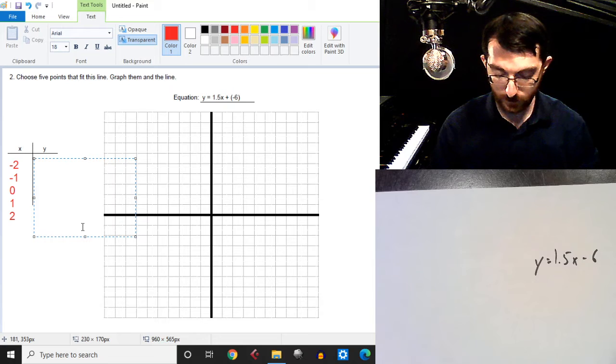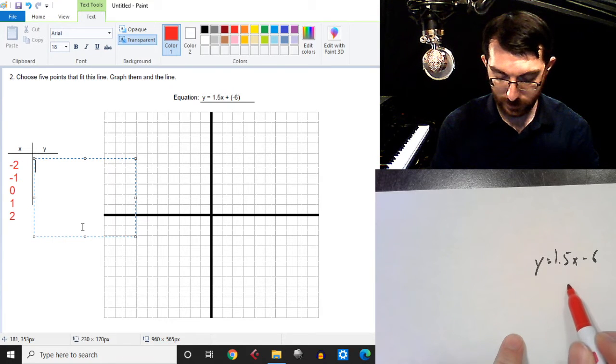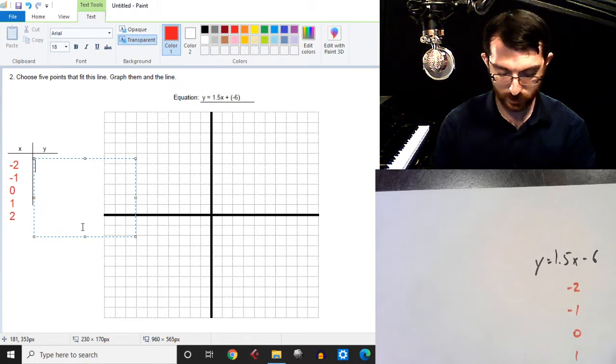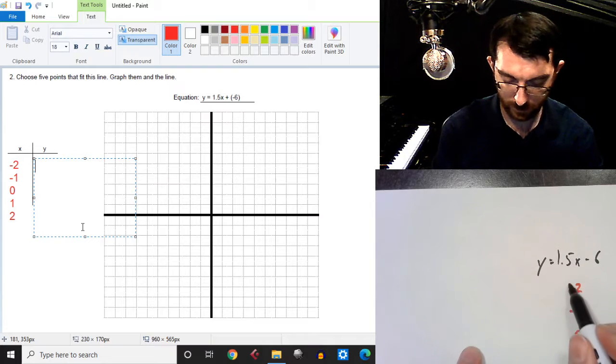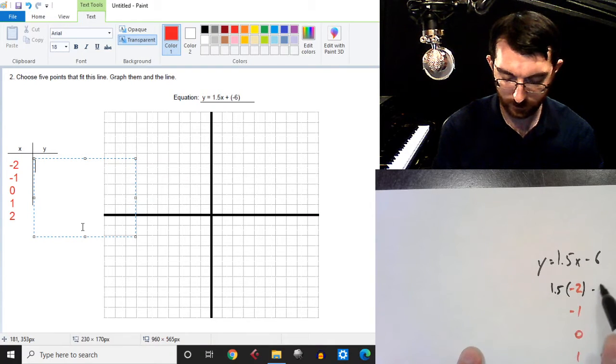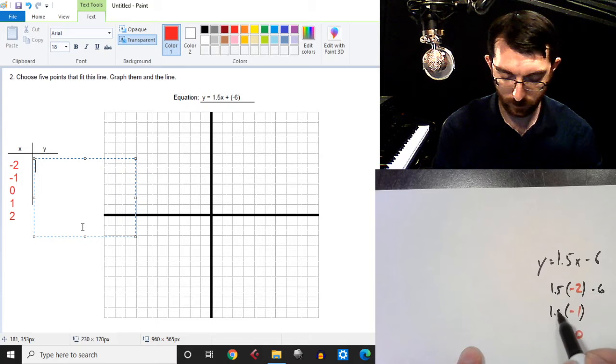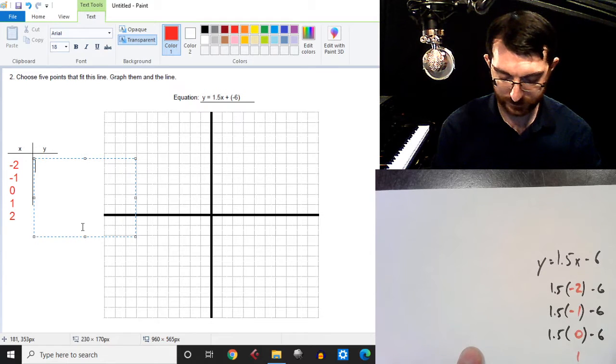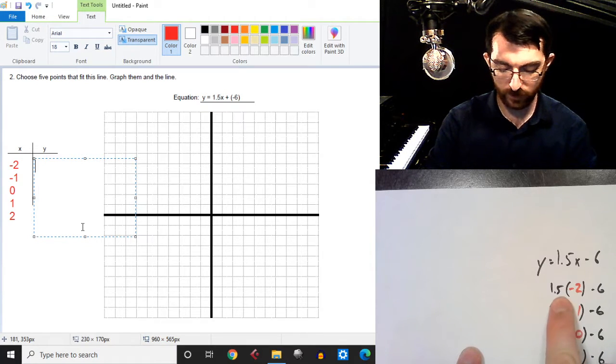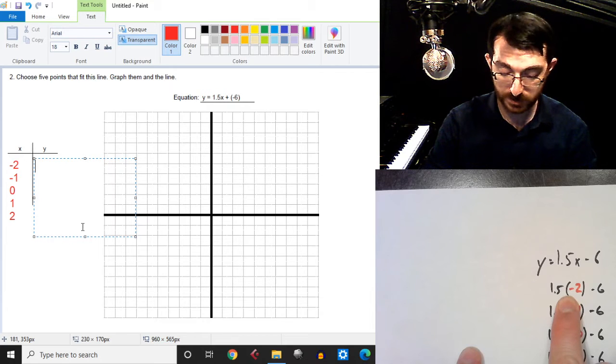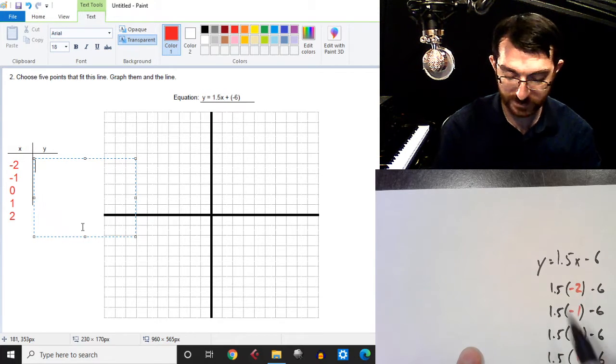So if I do negative 2, negative 1, 0, 1, and 2, and fill in here 1.5 times each, minus 6. 1.5 times negative 2 is equal to negative 3. Negative 3 minus 6 equals negative 9.